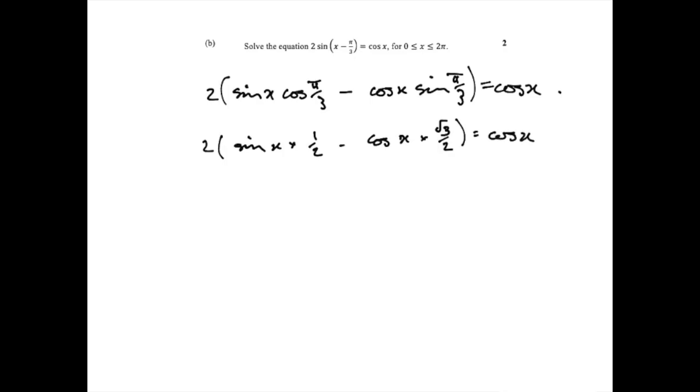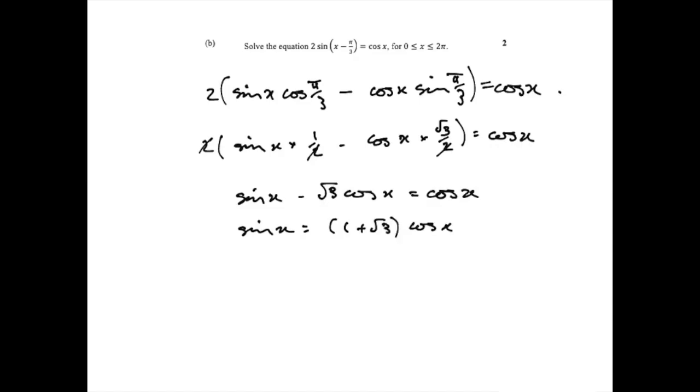Okay, the 2 actually cancels, which makes it nice, so 2 cancels with that and that, so it is sine x minus root 3 cos x equals cos x. Alright, let's group our cosines together, so I could have sine x equals 1 plus root 3, lots of cos x, and divide by cos, because then I get tan.